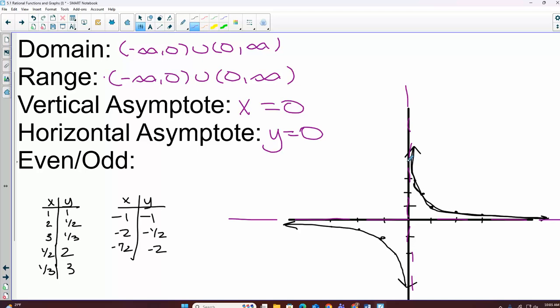Last question. Even or odd? I wanted to throw this in just because we haven't talked about it in a while. Remember, even means it's symmetric to the y-axis. If I fold this thing over the y-axis, does it overlap itself? No. Odd is symmetric to the origin. If I fold this over the y and then over the x, does it overlap itself? Yeah. So this is an odd function.